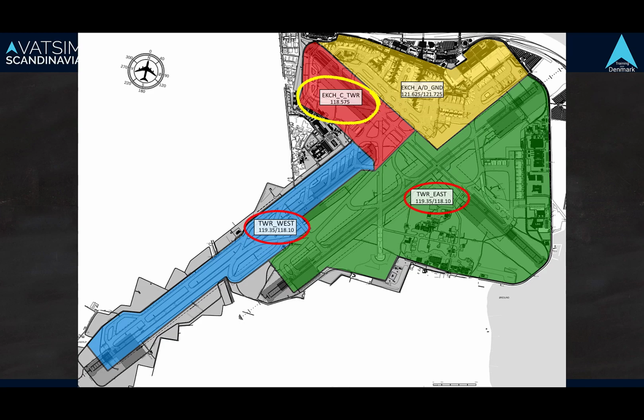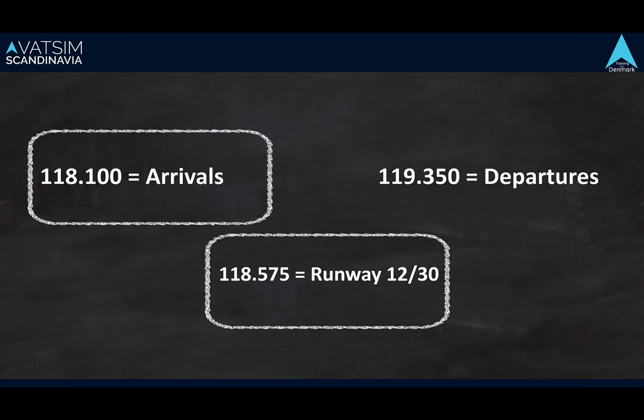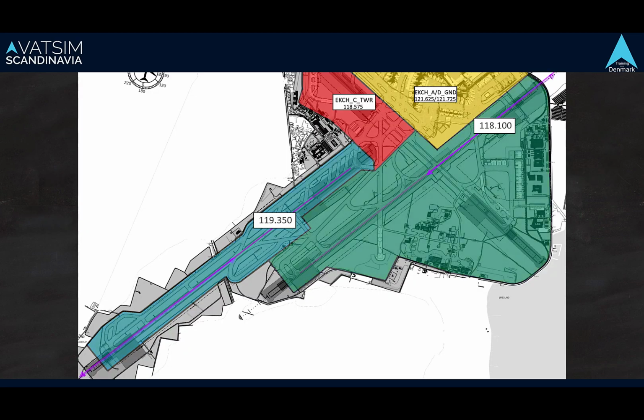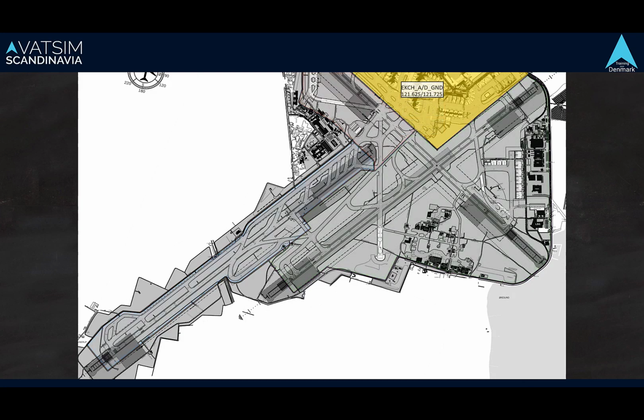The 2 other frequencies change depending on which runway is in use. 118.1 is always for arrivals, 119.35 is always for departure. If the runway for some reason changes, in that case so does their area of responsibility. Copenhagen also has an apron frequency of 121.625, which is used about 99% of the time. A second apron frequency as well as a sequencing frequency also exist, but is only used when commanded so by events.